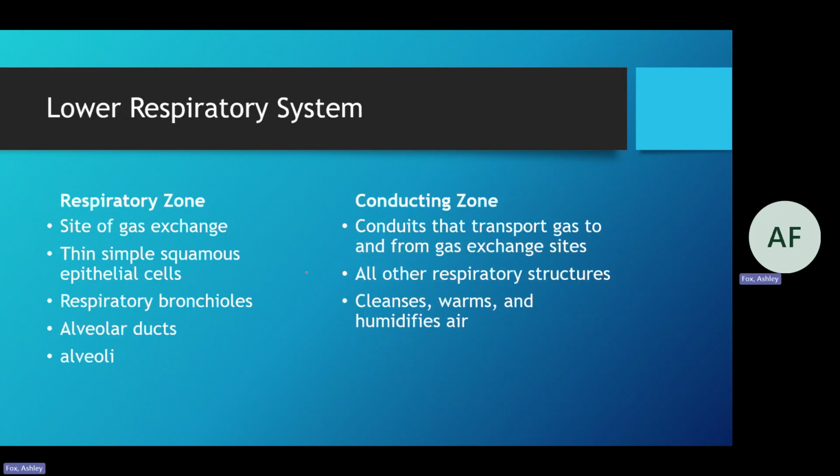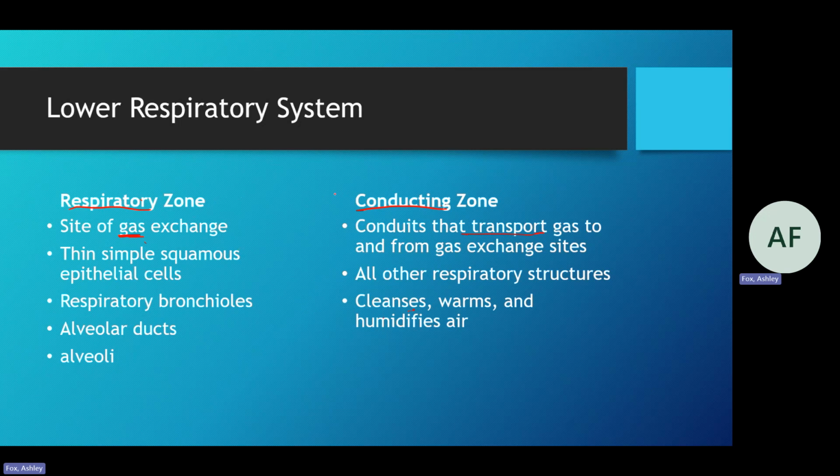So this is kind of what I was just talking about. We have the respiratory zone, which is where gas exchange actually occurs. And then we have the conducting zone, which is going to be just the pipes that transport the gas to the actual gas exchange areas. So the conducting zone, all the pipes, are going to continue to help clean, warm, and humidify the air as it's traveling down to the respiratory zone.